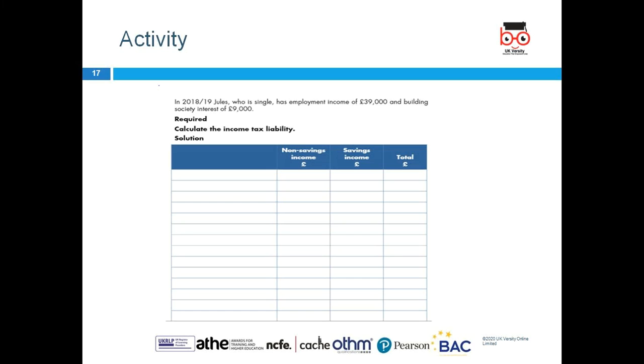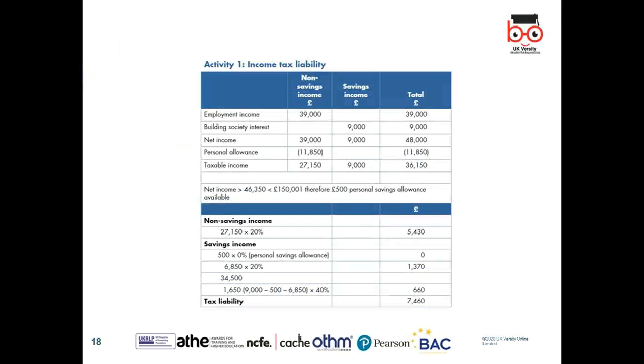He has employment income of 39,000, which is more than 35,000. To calculate his income tax liability, the building society interest is non-savings income, so that will also be taxed at 20%. This example is based on last year's tax rates. Employment income was 39,000, plus building society interest of 9,000, gives a total income of 48,000.